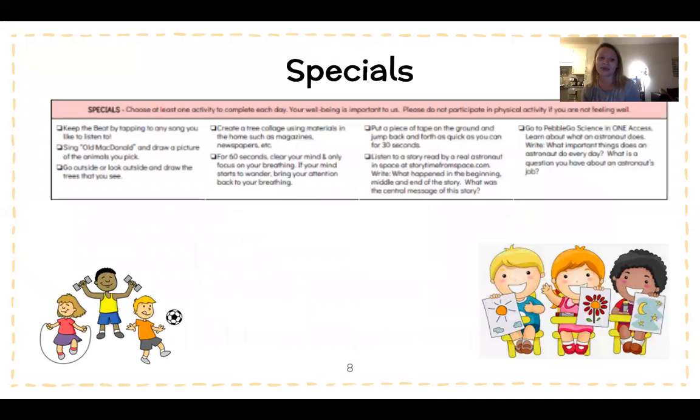Okay, and the last one is specials. You can choose any of these to move around and get your body moving. You can also access, I will send out a link to parents to be able to access our brain breaks on GoNoodle. You guys can make a free account and dance all you want, exercise, get some calm breathing, whatever you need throughout the day.